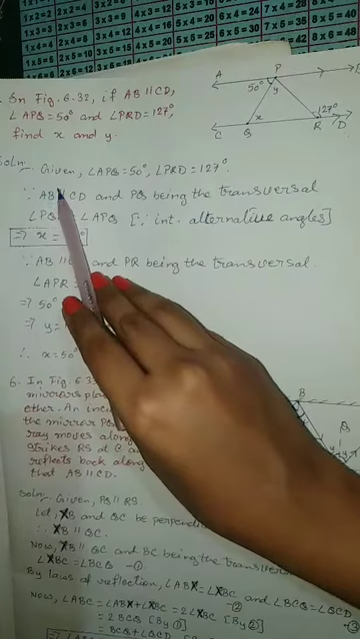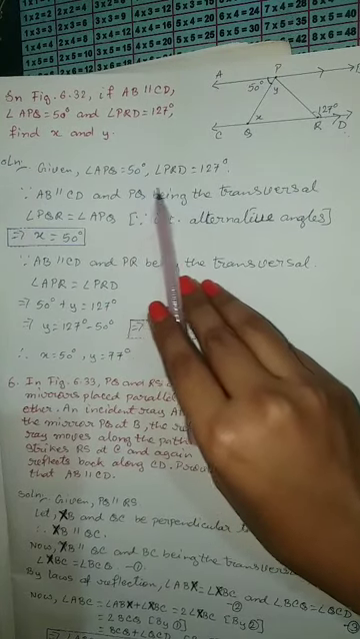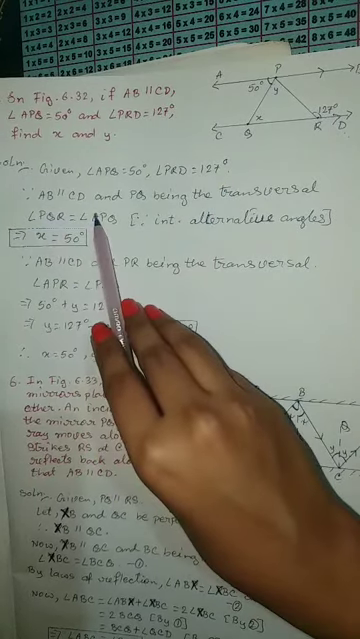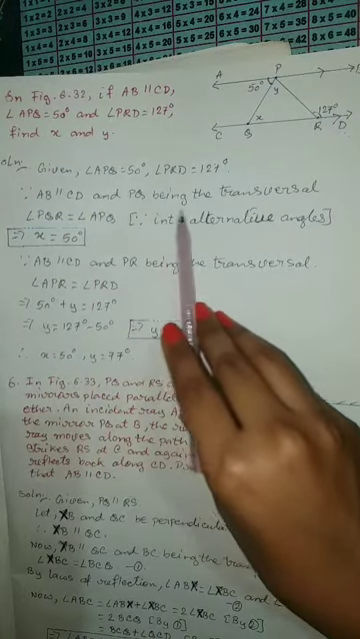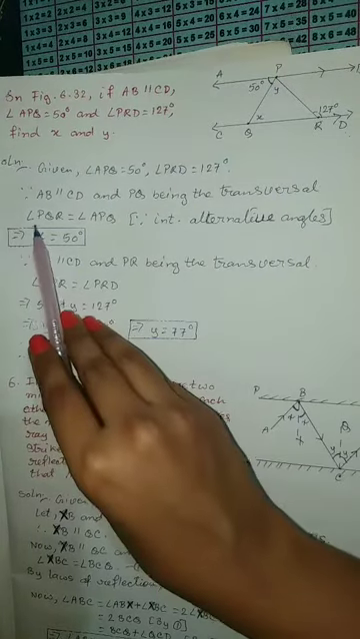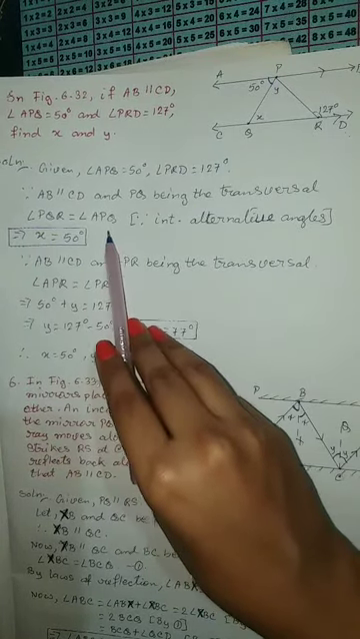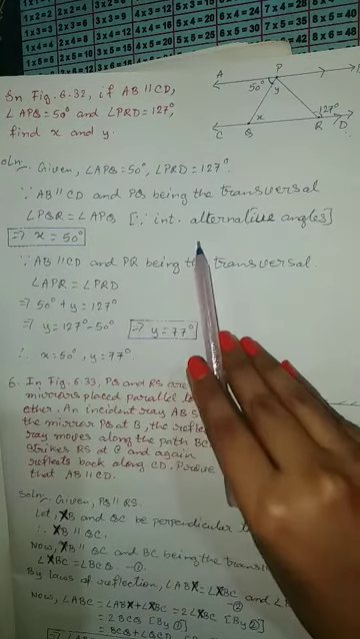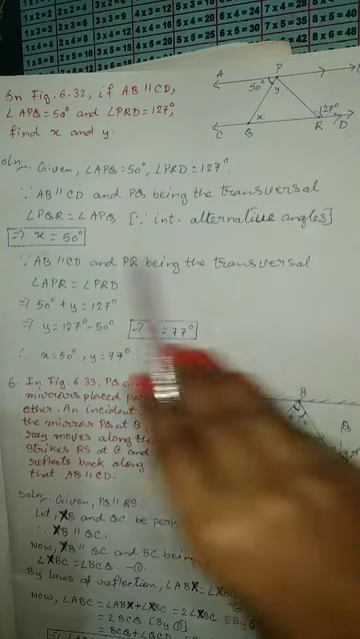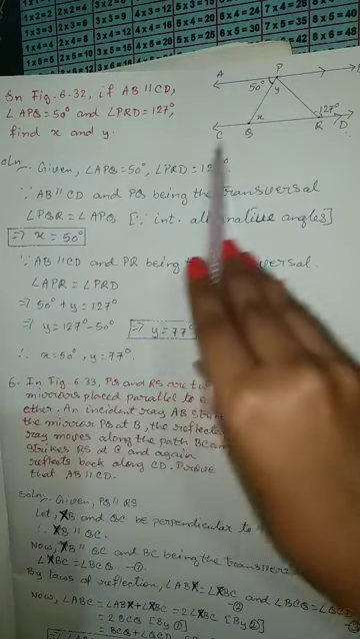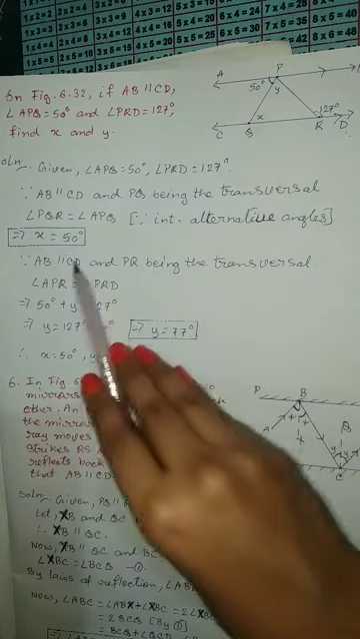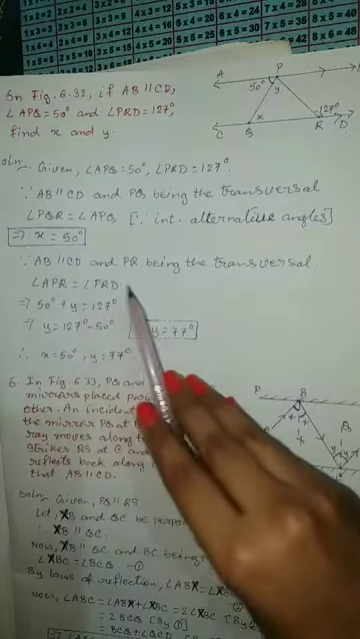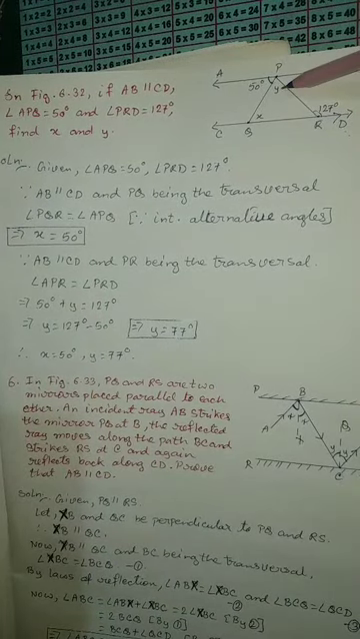So first, it is given that angle APQ is equal to 50 degrees and angle PRD is equal to 127 degrees. Now since AB is parallel to CD and PQ is the transversal, we can write angle APQ is equal to angle PQR, since they are interior alternate angles. Let's put the value of PQR, which will be X, and APQ, which will be 50 degrees. So X will be equal to 50. Let's box it.